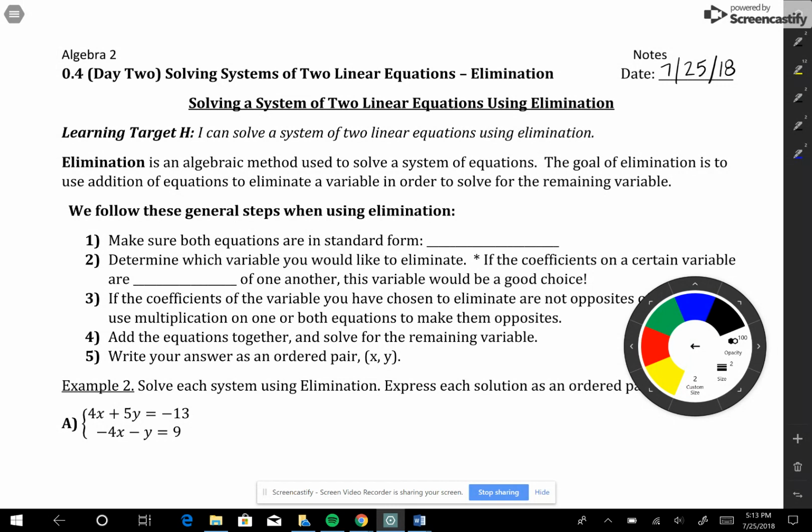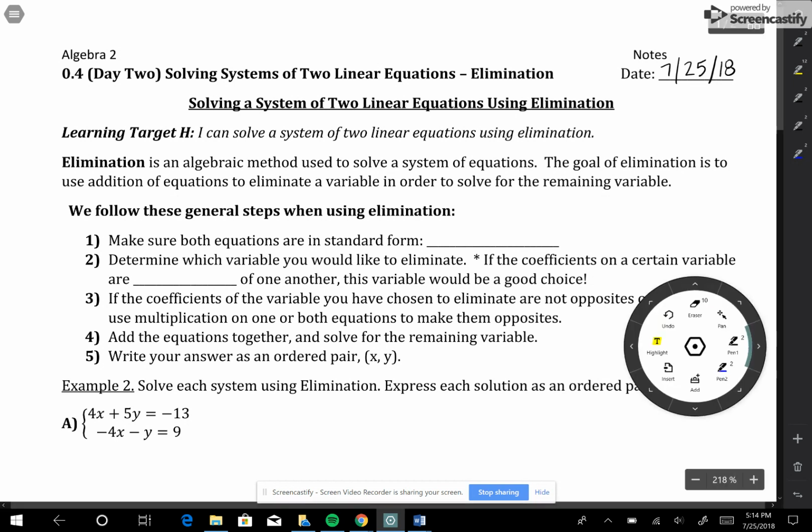Our second lesson is solving systems of two linear equations using elimination. Yesterday we used substitution. Today is just another algebraic method to find the solution to a system of equations. Your learning target is: I can solve a system of two linear equations using elimination.